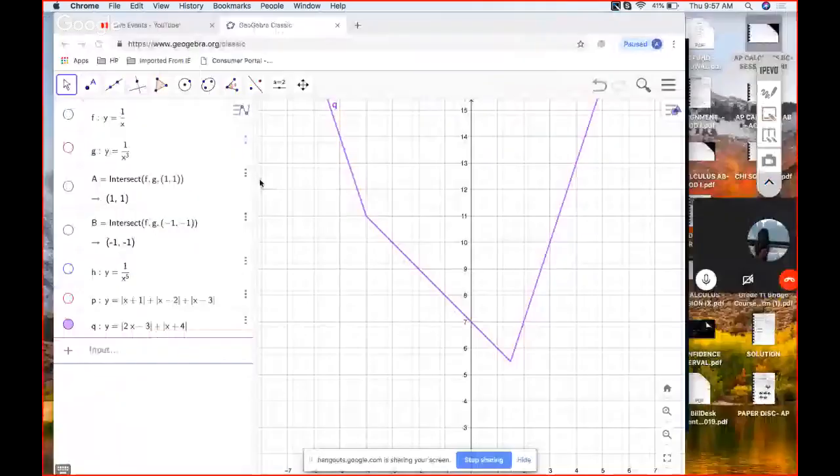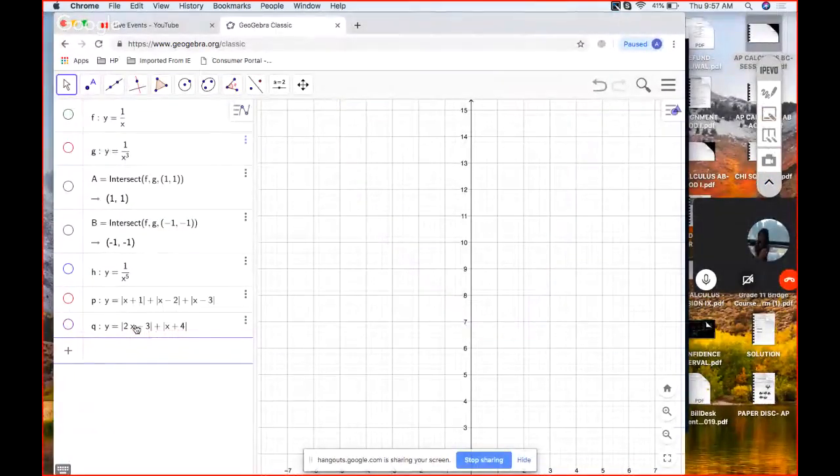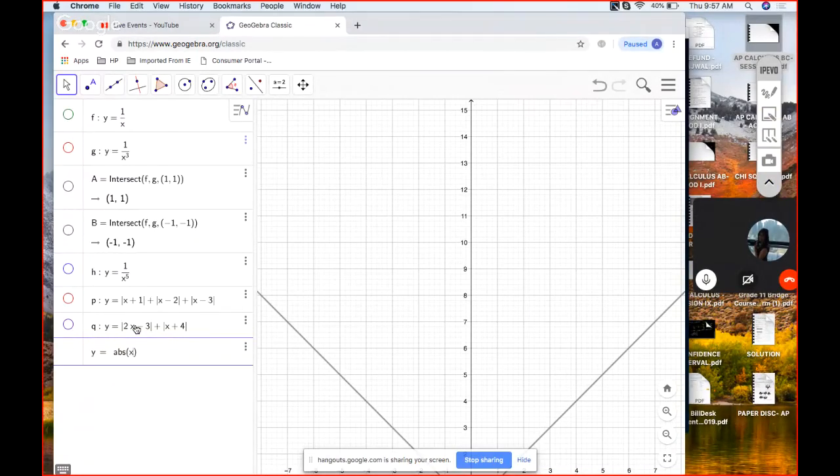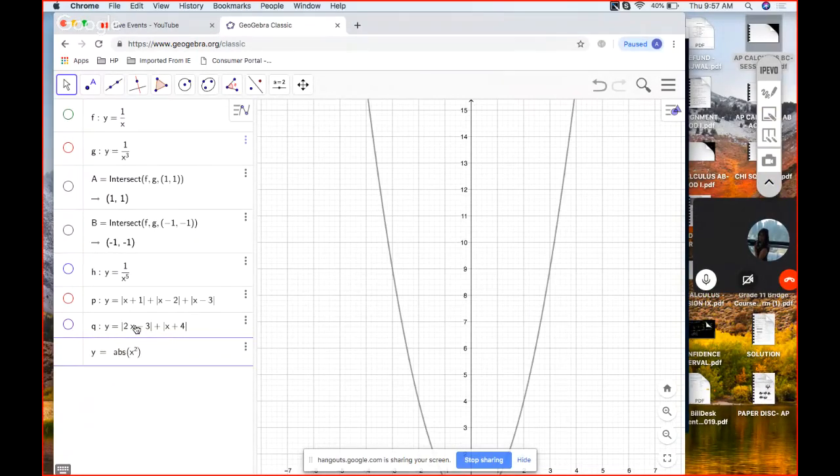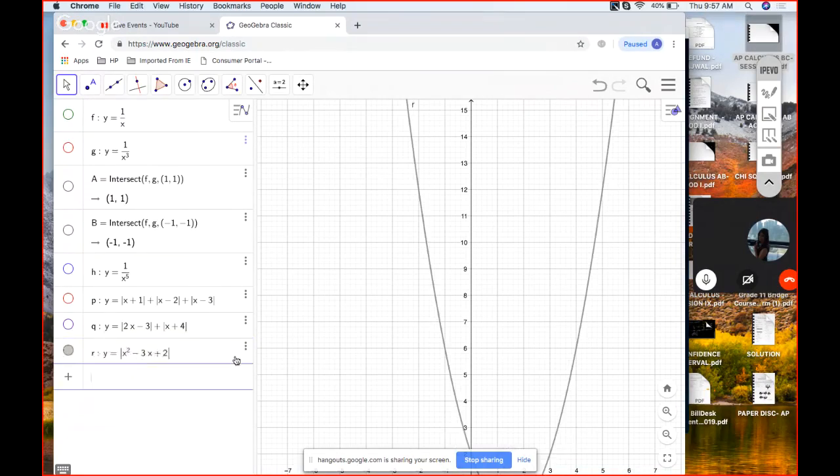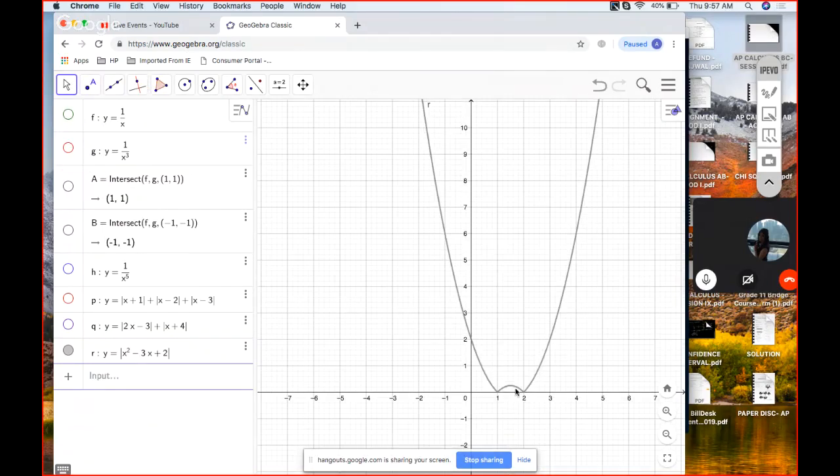Let's check it out. y equals abs of x squared minus 3x plus 2. You see this part? Small part?